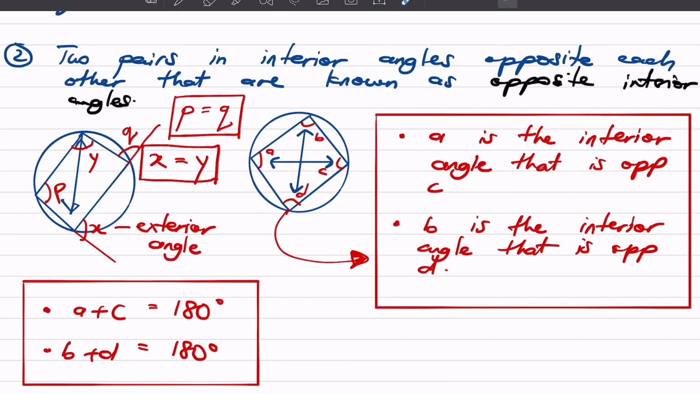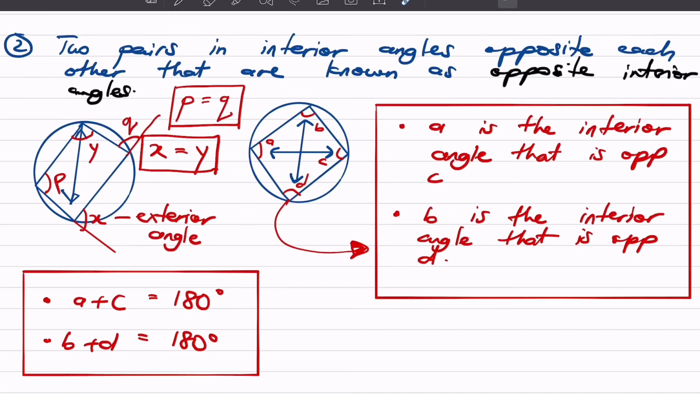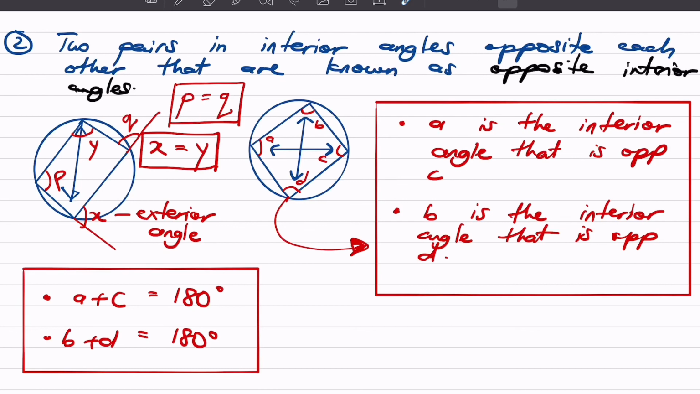Then another part is, if one side of the cyclic quadrilateral is extended, when it is extended, the exterior angle formed is equal to the opposite interior angle. Okay, so this is the notes regarding 6.2 cyclic quadrilateral.